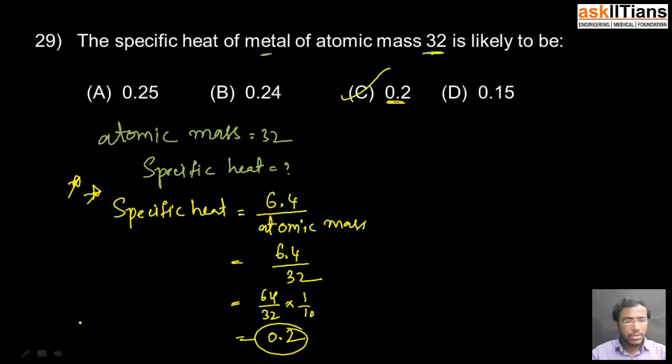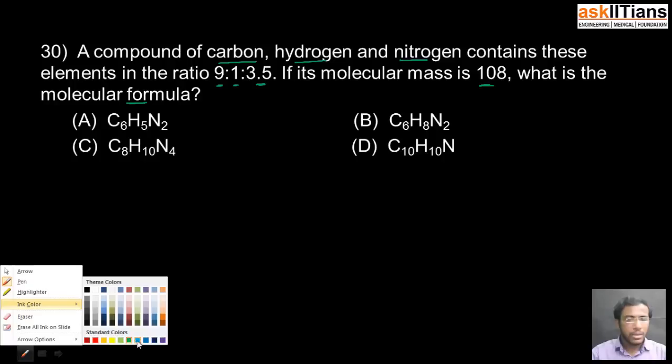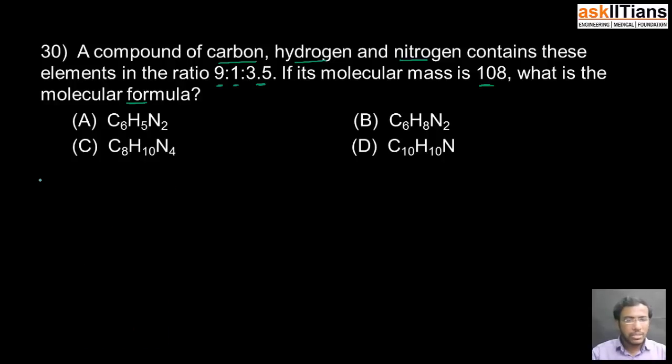So next question, we'll go to the last question of the basic concepts of chemistry. A compound of carbon, hydrogen and nitrogen contains these elements in the ratio 9:1:3.5. If its molecular mass is 108, what is the molecular formula? We have to calculate the molecular formula, and molecular mass is given, and the compound is containing carbon, hydrogen and nitrogen. So let's do this problem systematically.